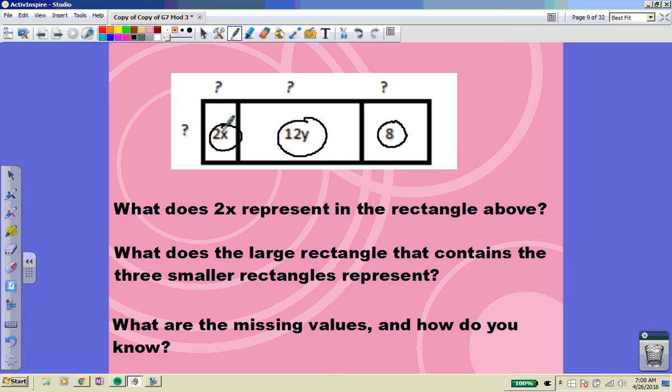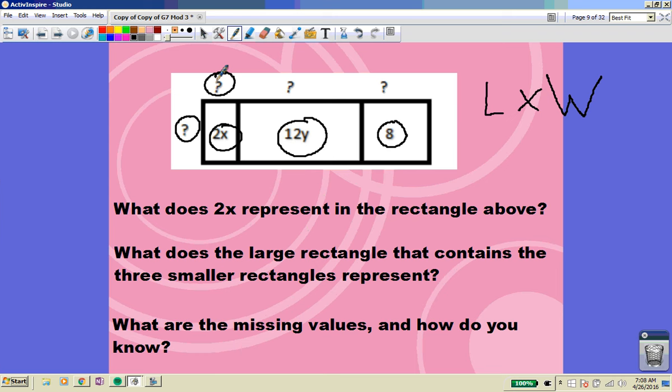So I need to work backwards. I know that the formula for an area of a rectangle is length times width. So I need to know something times something will give me 2x. What is that something? And that something that you use here will also need to give you 12y somehow and 8 somehow. So what common factor does 2, 12, and 8 have in common?